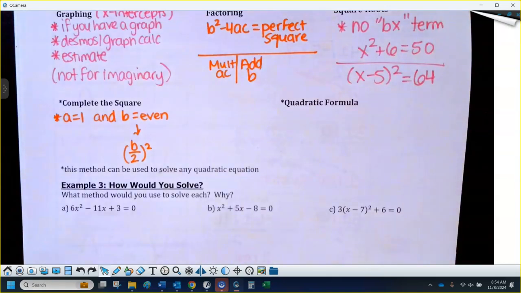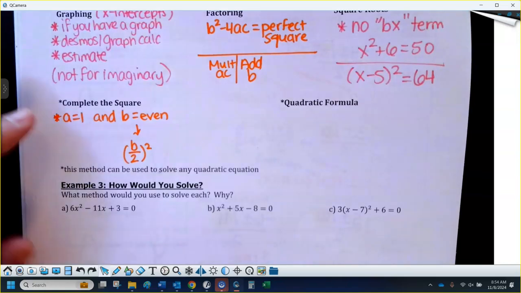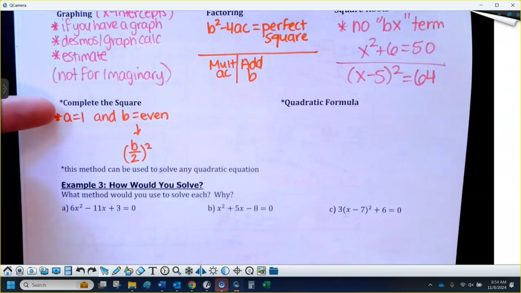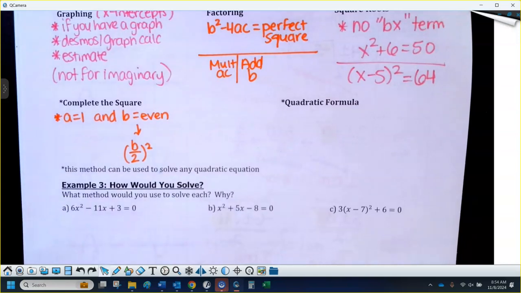If you didn't mind working with the fractions, though, like if b is 3 or something, you could also use completing the square for that. But I would really recommend a different method if your a value is not 1 versus completing the square, because it can be a lot of work.